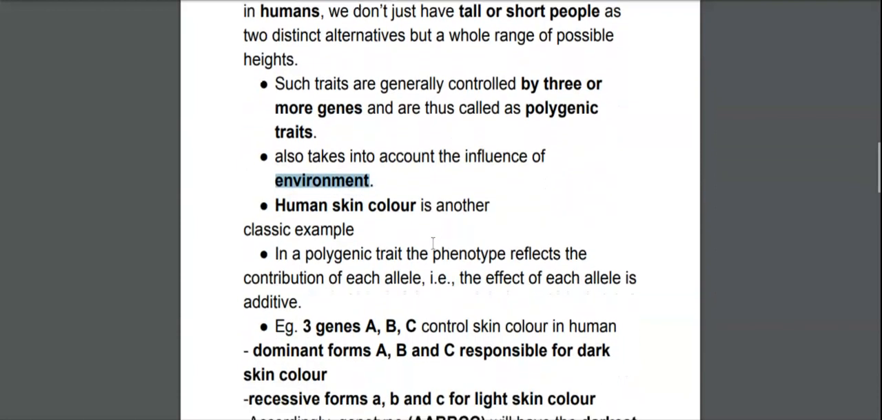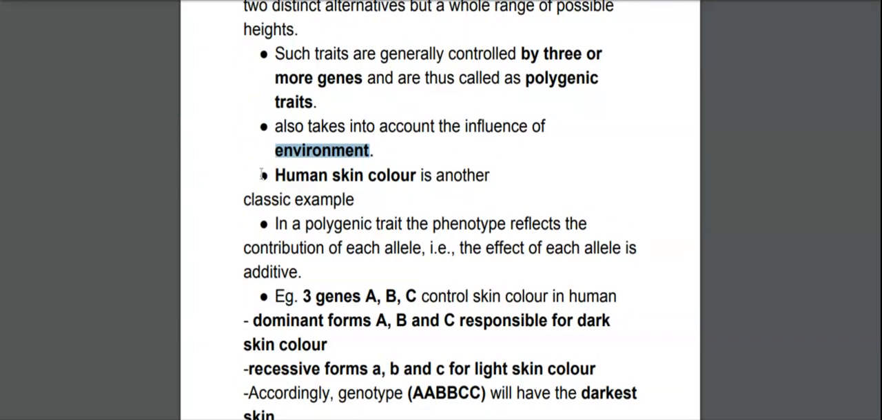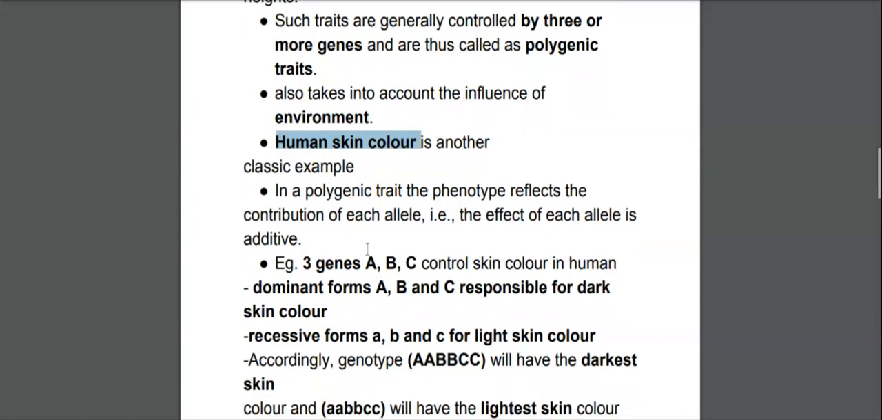Now, in this note, there is another example in humans of a polygenic trait, and that is skin color. So, we all know that you don't just have very dark and very fair skinned people, but you have a whole range of skin tones in between, right? So, this is another example of polygenic traits in humans.